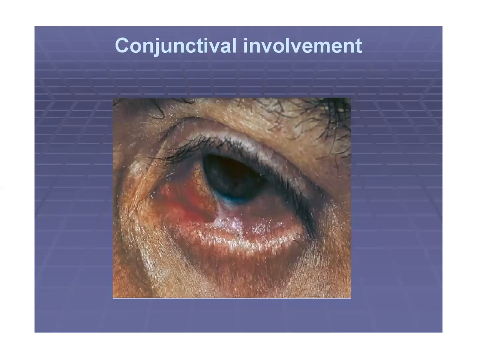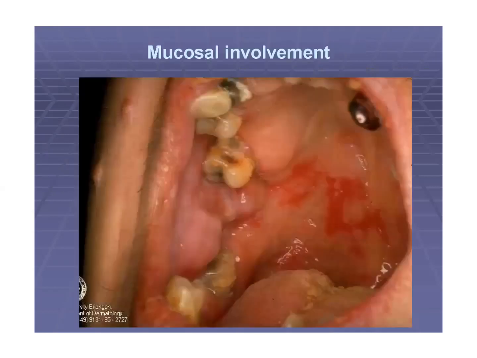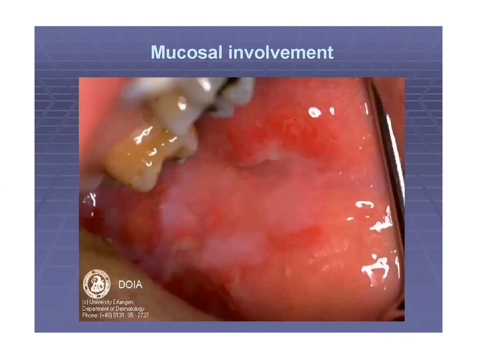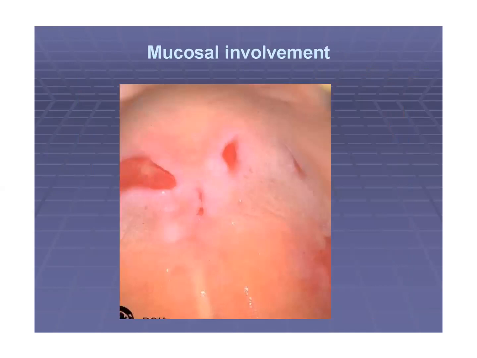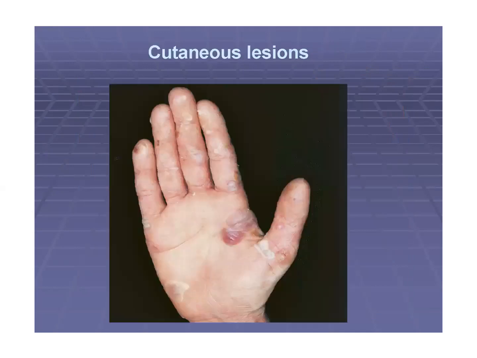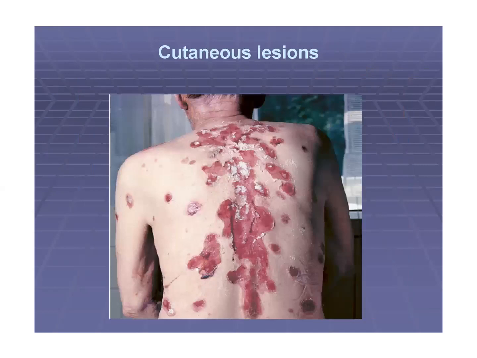Okay, conjunctival involvement may also be present, as you can see in this picture. Mucosal involvement, erosions present. Mucosal involvement again, erosions are present. Cutaneous lesions on the palms and soles: because of the stratum lucidum, the bulla are denser and firmer. Cutaneous lesions, erosions are present more commonly.